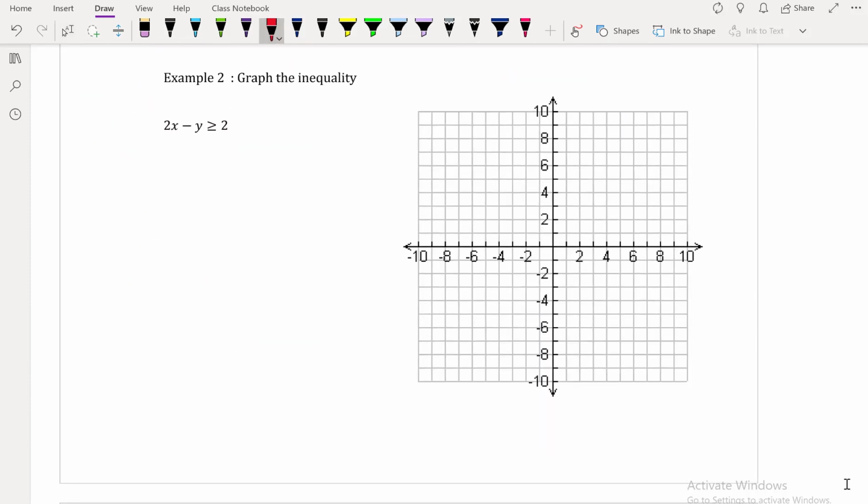This is now where we are going to have an inequality. Whenever you see an inequality, this means that we are going to have to shade. So this is really important. We're going to get the y isolated. Isolating the y variable is what you want to do first.